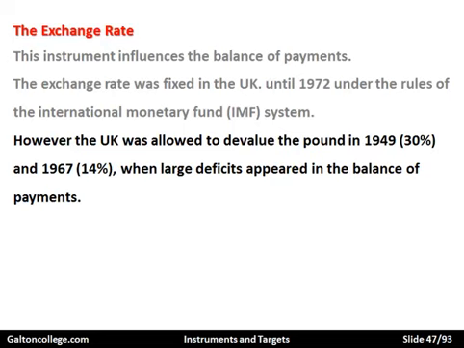In 1949, the UK government was allowed to change the value of the pound by 30%, and in 1967 by 14%. This is because there were large deficits on the balance of payments, and it was felt in 1967, for example, that cutting the exchange rate would thereby make imports more expensive, exports cheaper, and would enable the country to solve the deficits on the balance of payments.